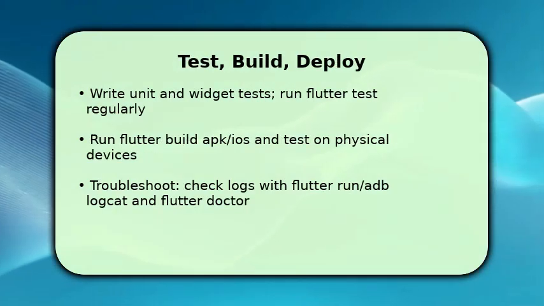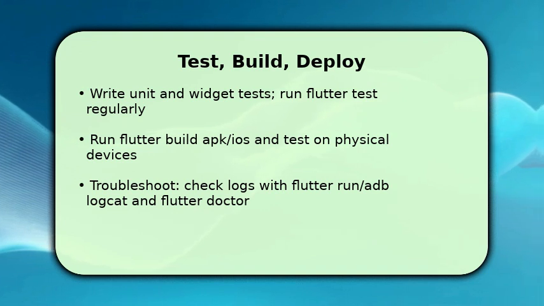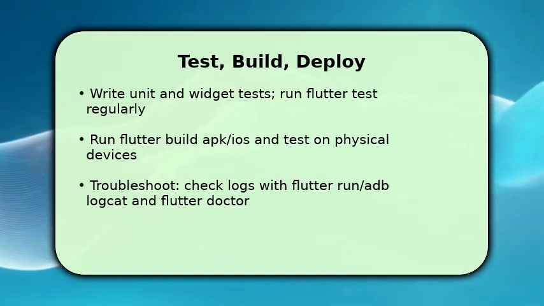Finish by testing, building, and deploying. Add unit and widget tests to catch regressions, run flutter test and iterate until green. Next, produce release builds with flutter build apk or flutter build ios, then install on physical devices to validate performance and permissions. Once done, prepare store assets and follow platform signing steps.